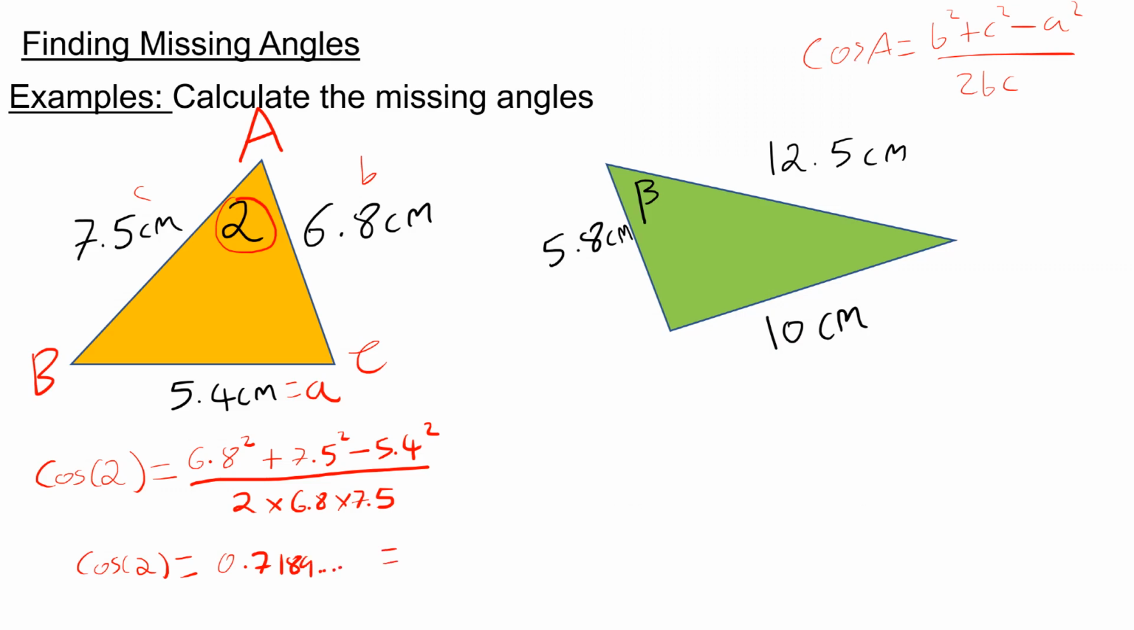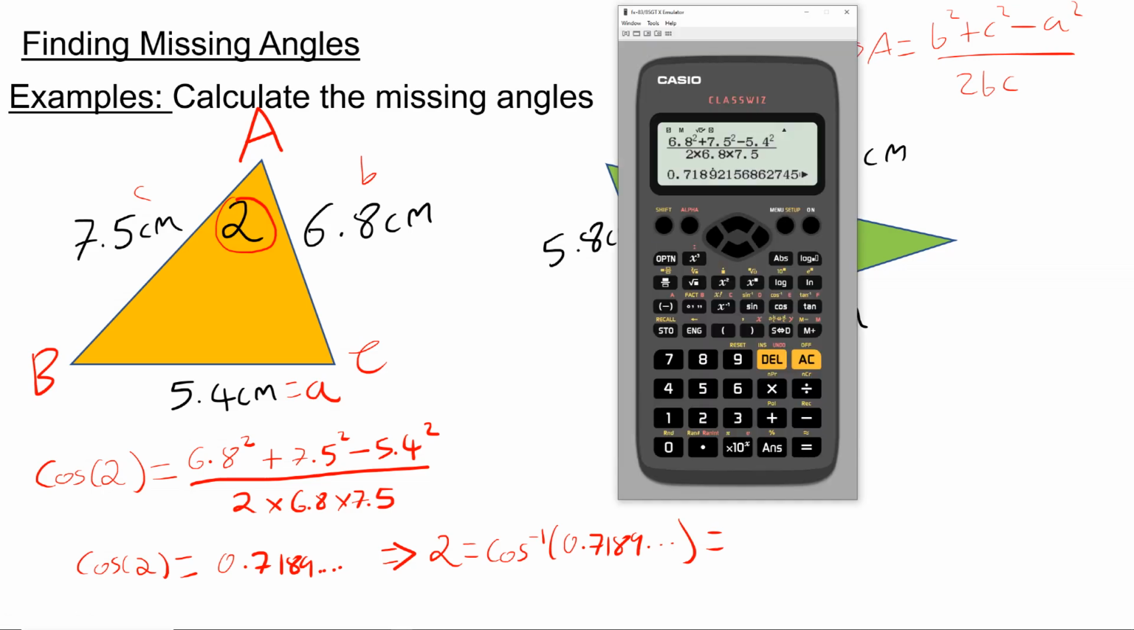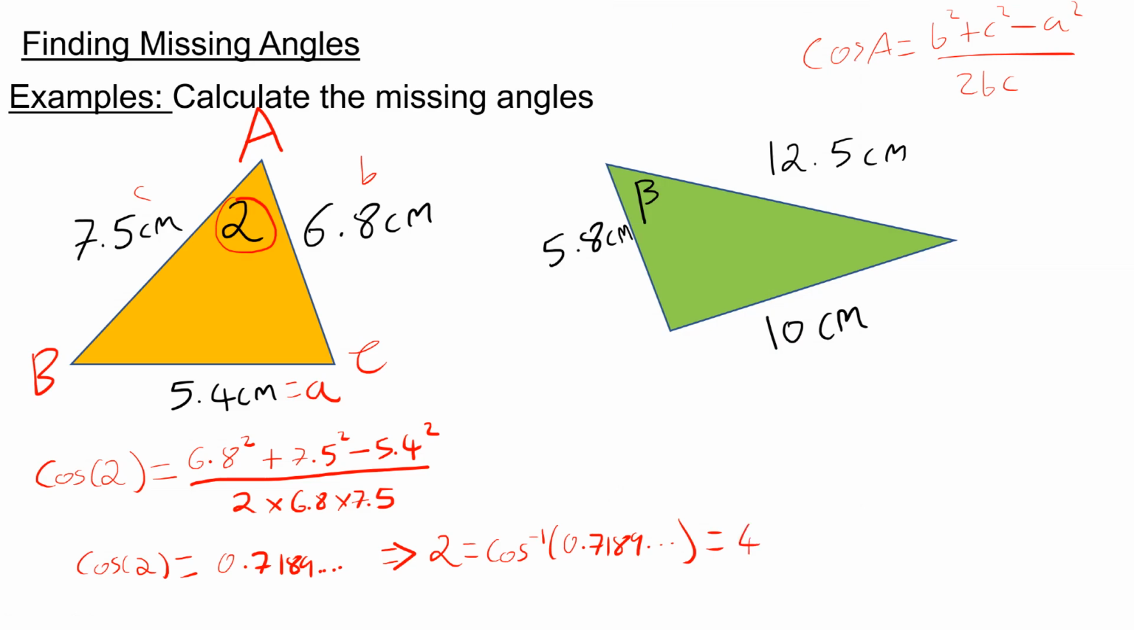And to get alpha on its own, I need to take cos minus 1 of both sides. So alpha is cos minus 1, or inverse cos, 0.7189, and so on. Easiest thing to do is to use our calculator memory. So I'm going to press shift cos to get cos minus 1, and I get 44.03 degrees.